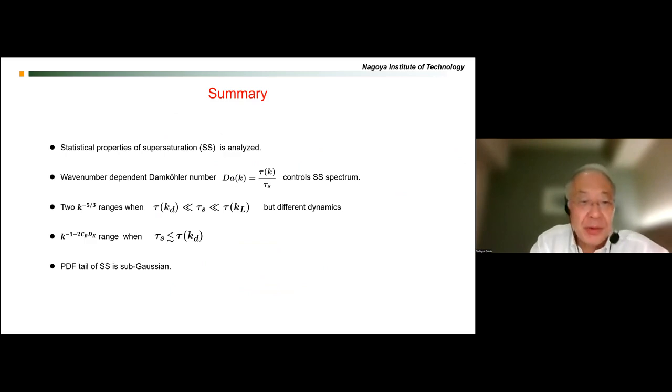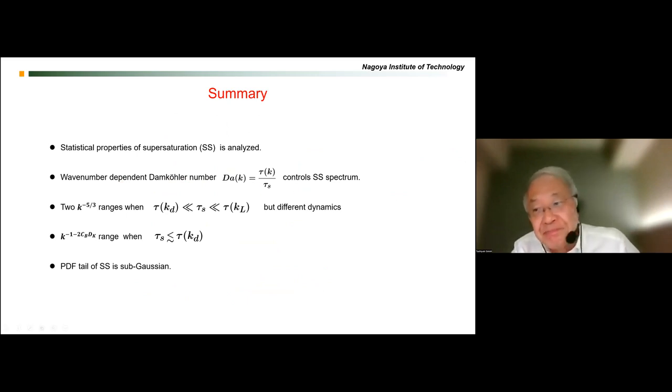So let me conclude my talk. We studied the spectra of supersaturation. And the wave number dependent Damkohler number is very important, which controls the supersaturation spectrum.